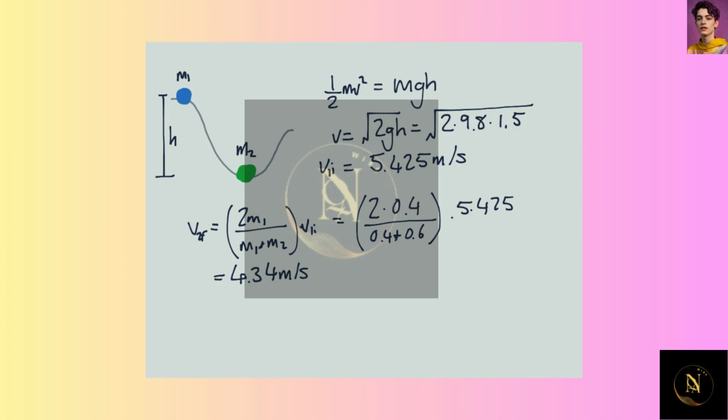1/2 mv squared equals mgh, but in the case of the green ball going back up the track. So we know v squared is equal to 2gh. Rearranging that to find height gives v squared divided by 2g. V was 4.34, so 4.34 squared over 2 times 9.8 gives the overall height of the green ball to be 0.960 meters.